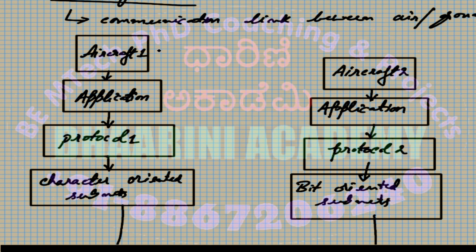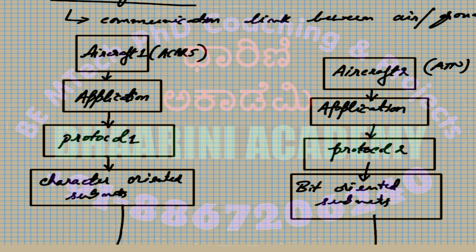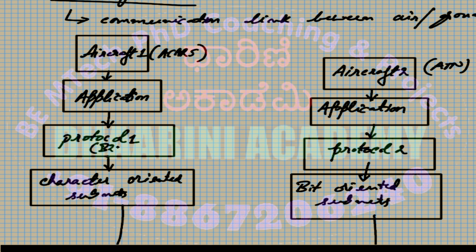So aircraft 1, I'll write, it's actually referred to as the ACARS. This is ACARS, and the second one is the ATN. Let's say this is ATN type. There is a differentiation because of the type of protocol they are using. I'll just write the protocol over here. This is something like B22, right? And the protocol 2 is ATN, right?